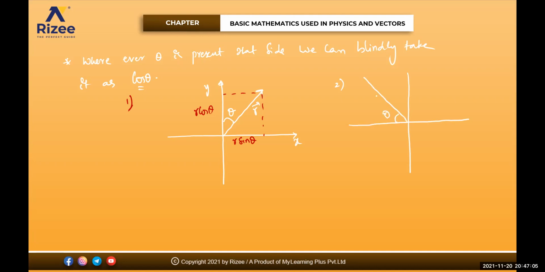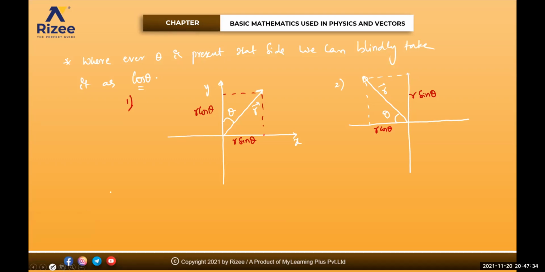This is your theta. This is a vector r bar. Obviously, this one will be cos theta, r cos theta. This will be your r sin theta. Wherever is theta, that side you take it as your cos. Any doubt to anyone? No doubt, sir. Chalo, very good.